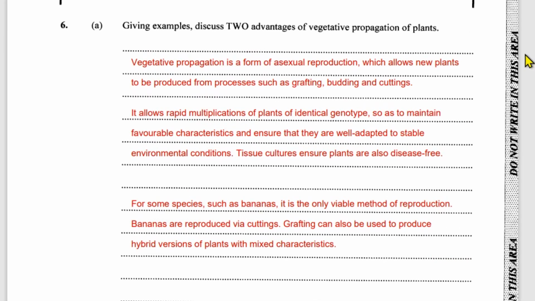Let's look at question 6. A. Given examples, discuss 2 advantages of vegetative propagation of plants.